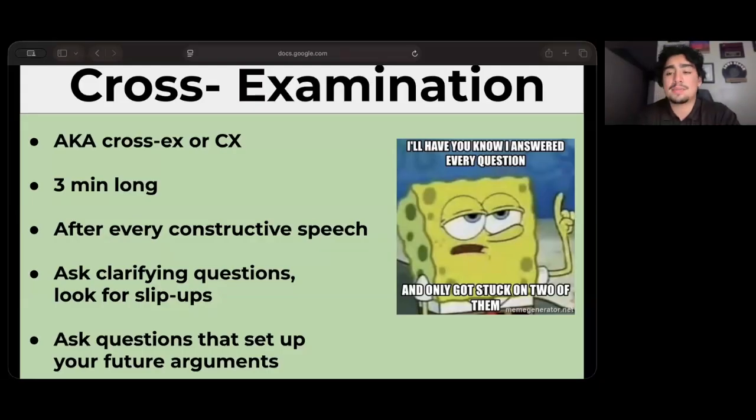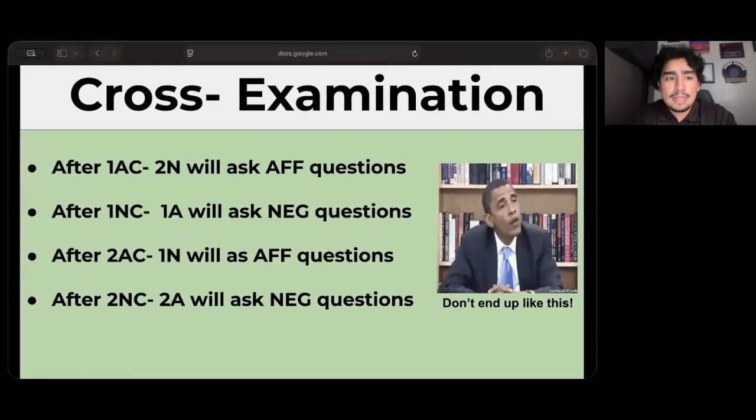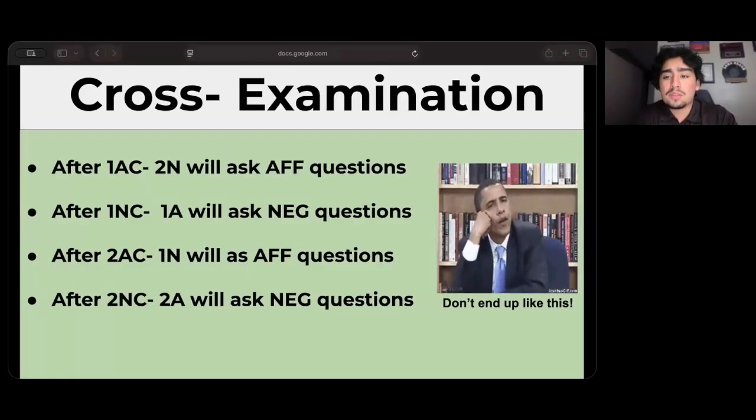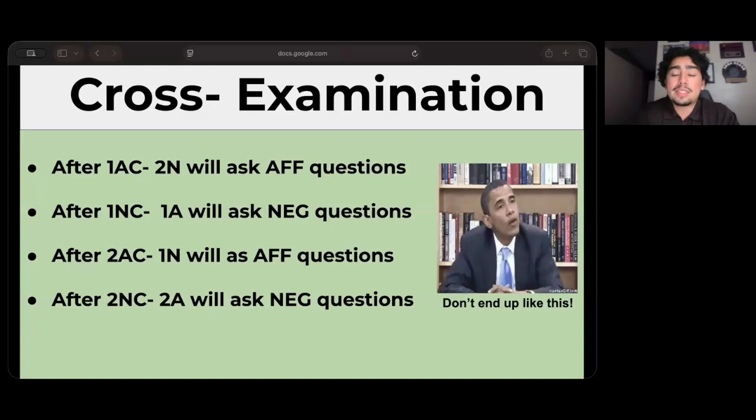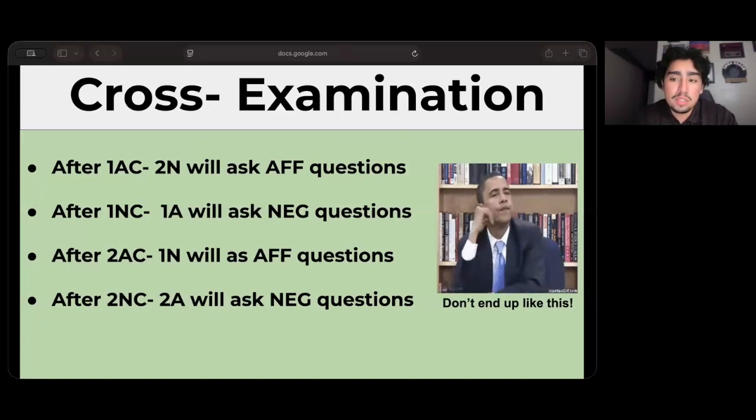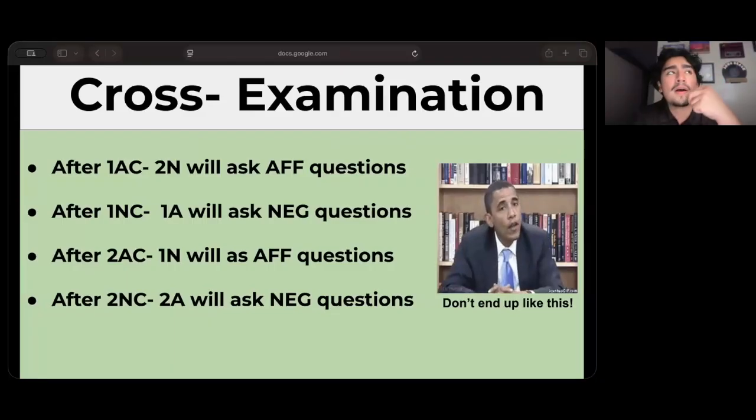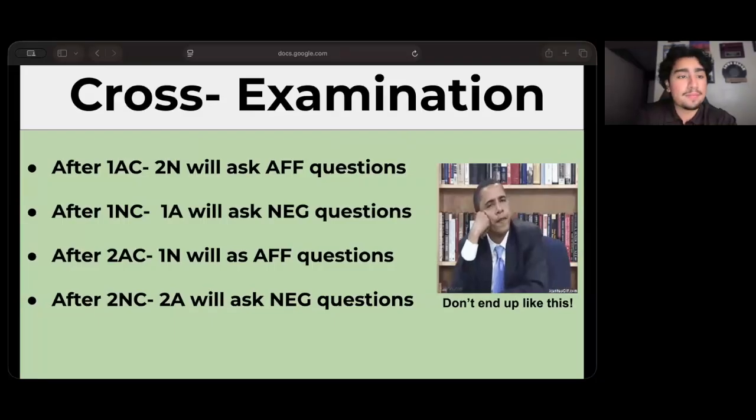We have a lecture about cross-examination in case you're wondering. But as of right now, you're at the beginner stage. Don't worry too much about this. You should be asking questions that set up your future arguments as well. Okay, this is a slide that explains the specific roles for each speaking position. So if the 1AC just went up and you're on the negative side, the person who is the 2N will ask the questions. But again, this is more talked about in the cross-examination lecture, which I think you should check out if you're interested in it.